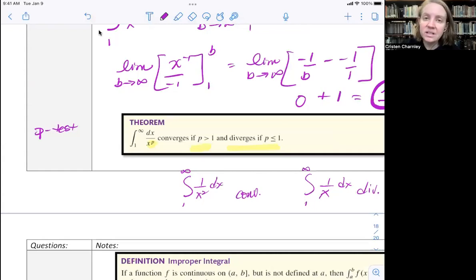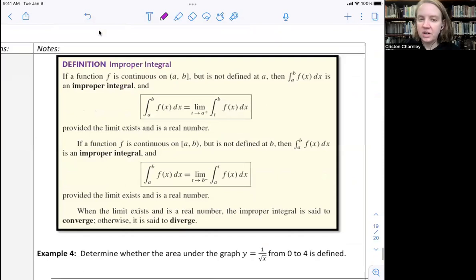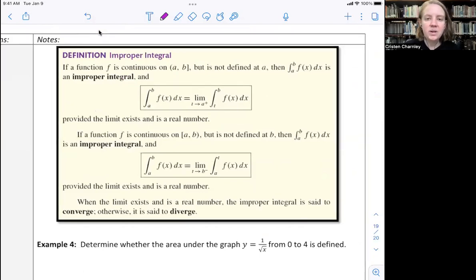We have a whole unit dedicated to just converge and diverge. All right, so the other type of improper integral. If a function is continuous on a to b, but not defined at a, then the integral from a to b of f of x dx is an improper integral. So what is this really saying? And the other one goes for the other side of it.